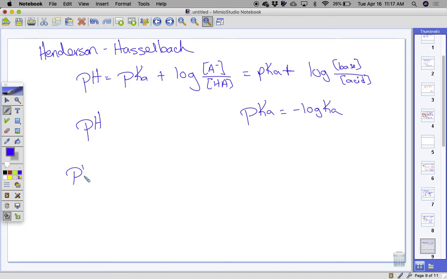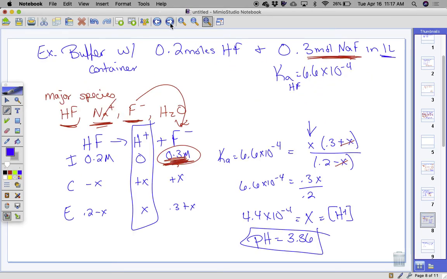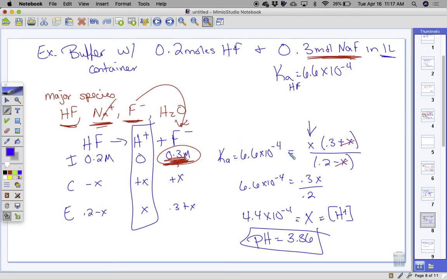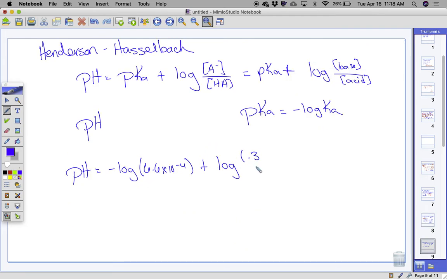So pH is going to equal the negative log of our Ka. What was our Ka value? 6.6 times 10 to the negative 4, plus the log of the concentration of the base. Which one was functioning as the base? F minus was our base, right? So it's 0.3 over 0.2. All right, punch all that in your calculator and tell me what the pH is.